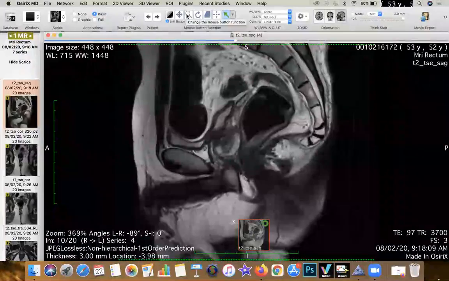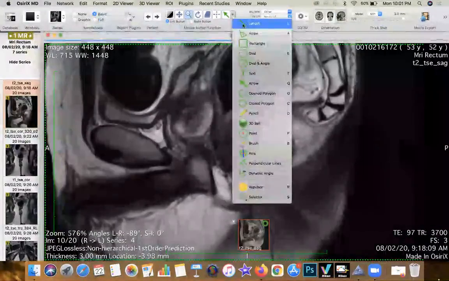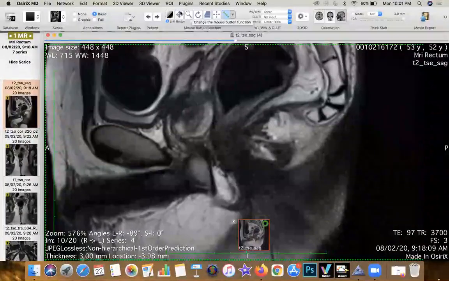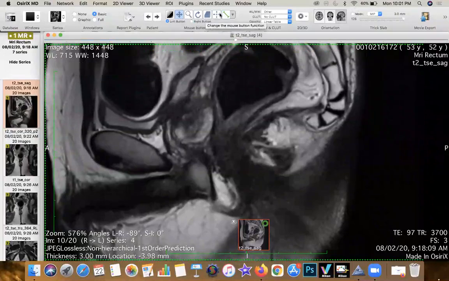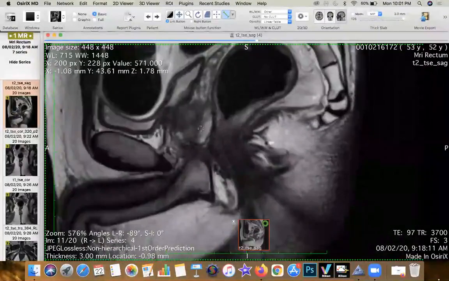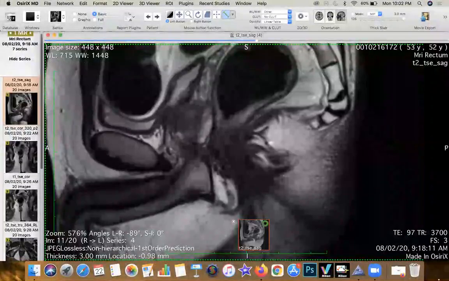So now let's look at the major lines, which Dr. Swaroop will reiterate tomorrow based on some live cases. The first line which you should remember whenever you're studying the pelvic floor is the pubococcygeal line. The pubococcygeal line is typically drawn from the midline. So you have to get your axial images.